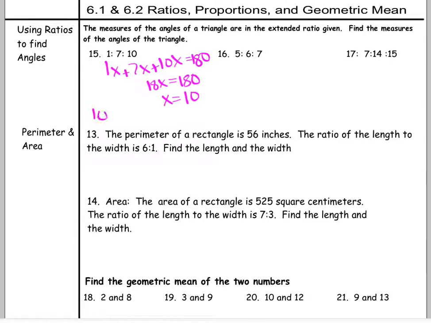So we have an angle that's 10 degrees, because 10 times 1. We have an angle that would be 70 degrees, because 7 times 10. And we have an angle that would be 100 degrees, being that 10 times 10. So those would be the three angles of the triangle.